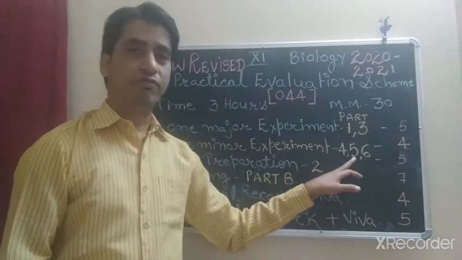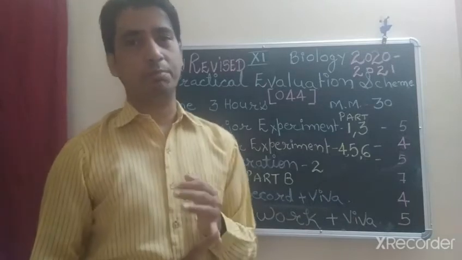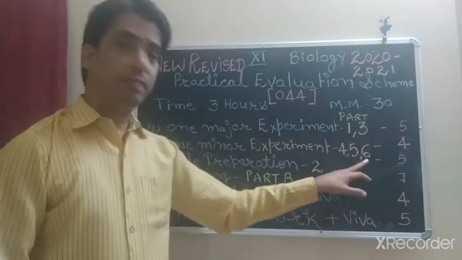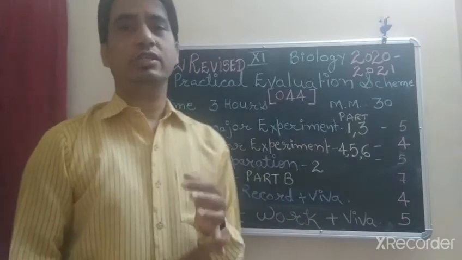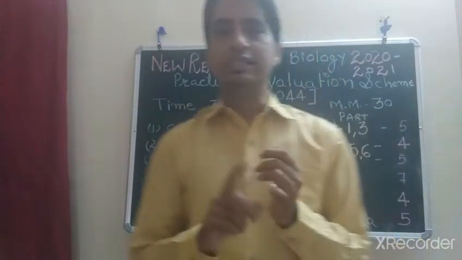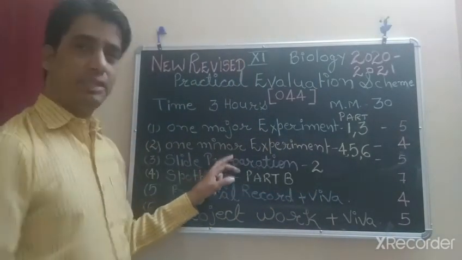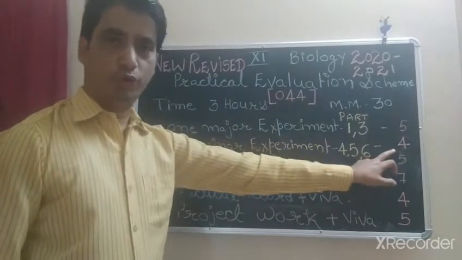Experiment number 5 is to test the presence of sugar in a urine sample. Experiment number 6 is to test the presence of albumin in a urine sample. So these 3 practicals are there as minor practicals. The marks allotted are 4.